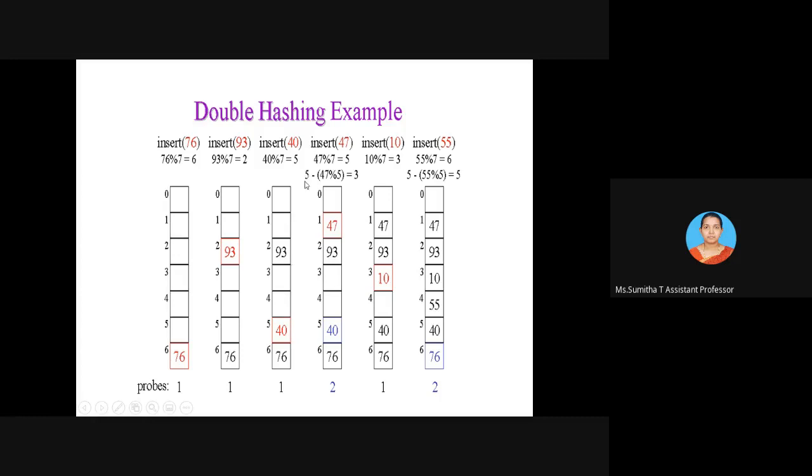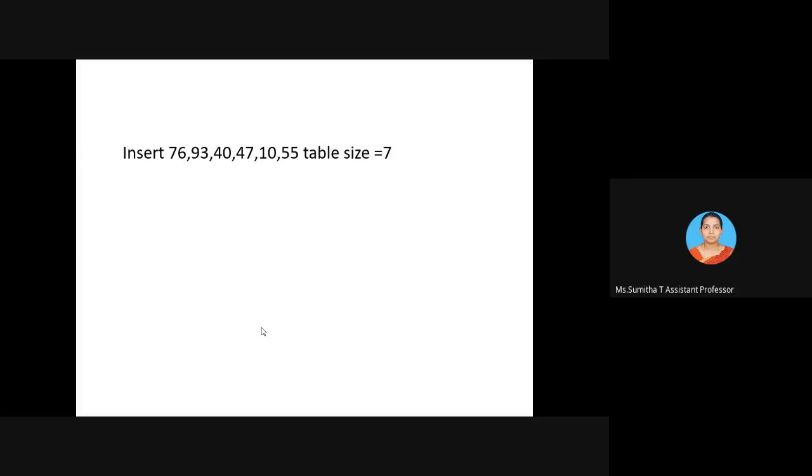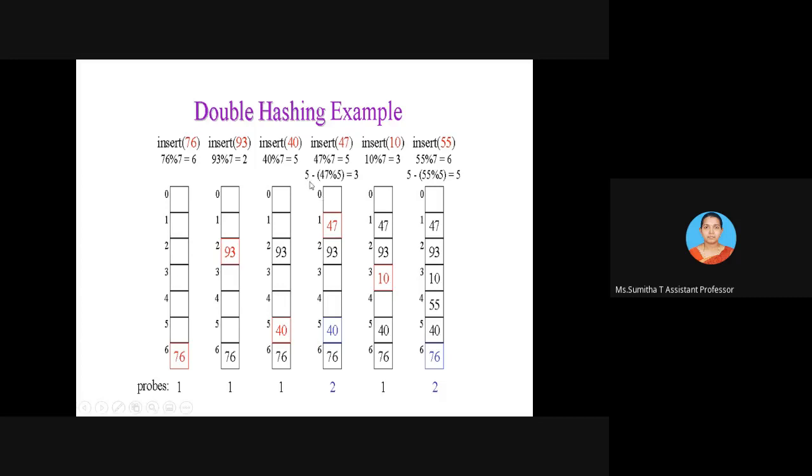So what we have to do? Go with the next formula. Next formula is nothing but R minus X mod R. R is nothing but the previous prime number. Here the table size is what? 7. So the previous prime number from 7 is 5. So I can use 5 instead of R.